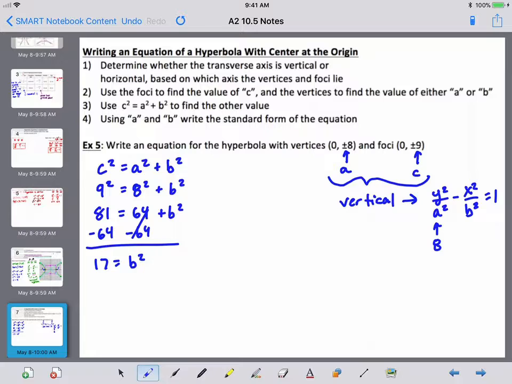All right, so we are just about done. Let's plug in what we know. So y squared over 8 squared minus x squared over b squared, and b squared is actually just 17, so I'm just going to replace it right away. And then lastly, let's go ahead and actually square that 8. So we end up with y squared over 64 minus x squared over 17 equals 1.